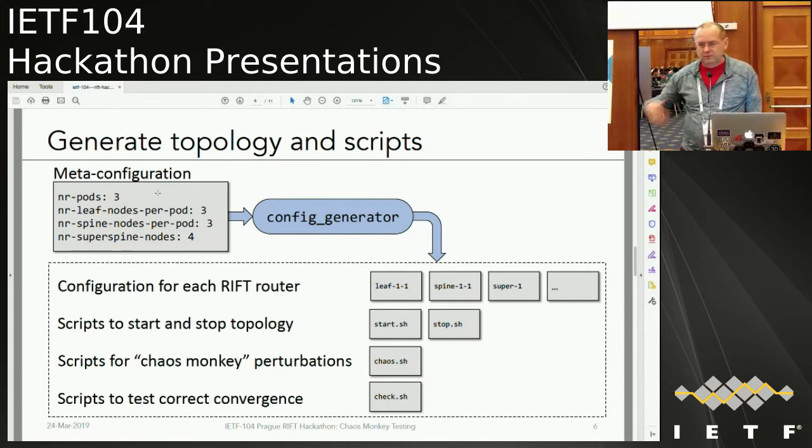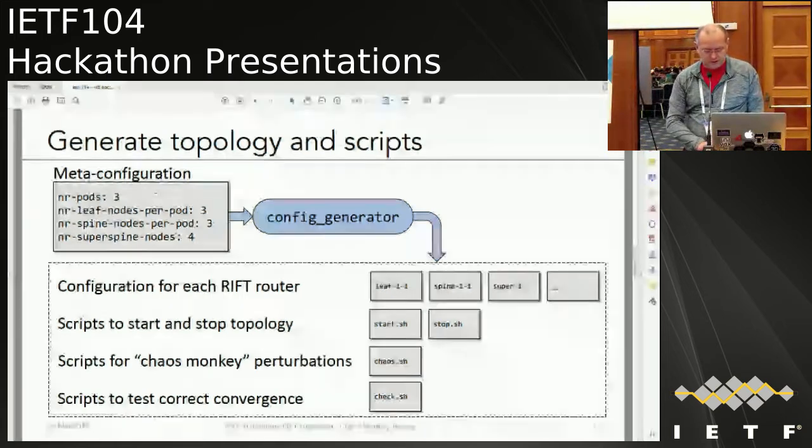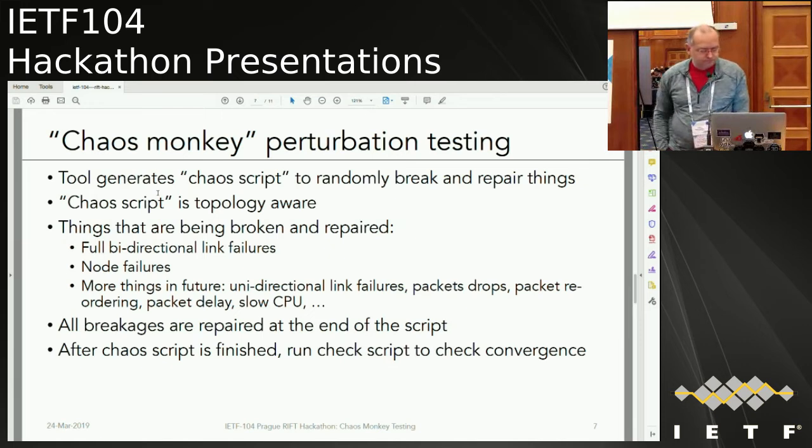Then we had the chaos scripts that were perturbing the thing. And then, of course, a lot of checking, right? Because you have a lot of levels. Did the protocol converge? Do you have the stuff tie broken? Do you have it in the kernel? Does it ping from here to there and so on?